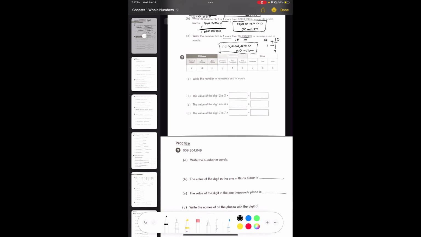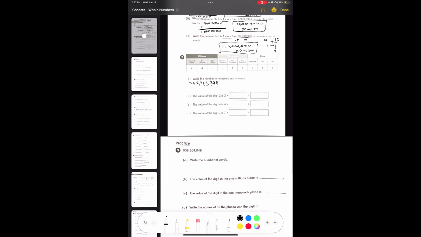Number 2, part A, write the number in numerals and in words. So for numerals, it's easy. Just copy this down: 7, 4, 2, 9, 1, 6, 8, 5. And don't forget to put a comma after every three digits starting from the right. So 1, 2, 3, comma, 1, 2, 3, comma.